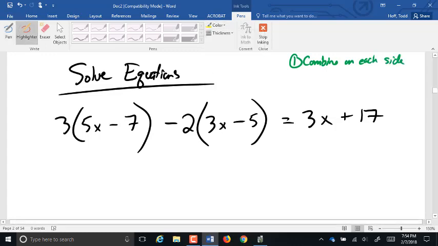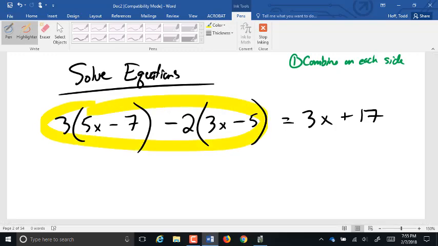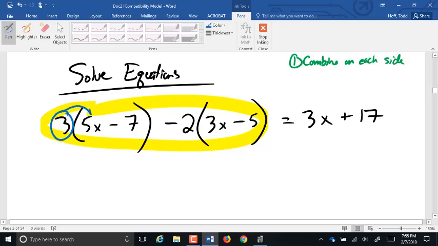So is there anything on the left side of the equal sign that we can combine? Yeah, there's a lot of stuff we can do, isn't there? Combine or simplify. Yep, we do the parentheses. Nothing to do in the parentheses, so we have to distribute. 3 times 5x is 15x. 3 times -7 is -21. Nothing to do in this parentheses either, so we have to distribute.